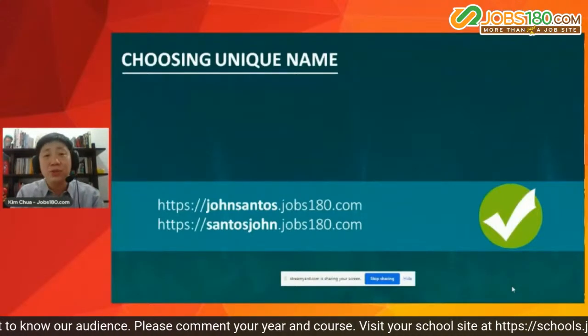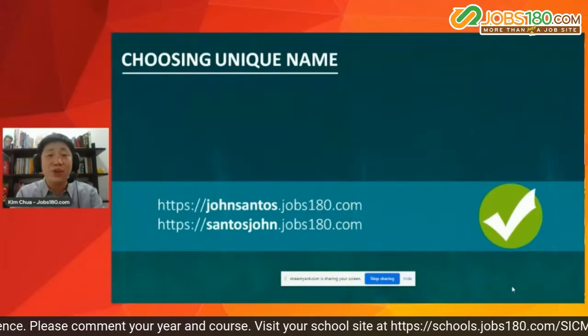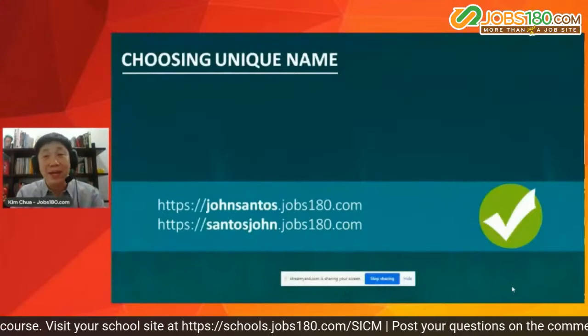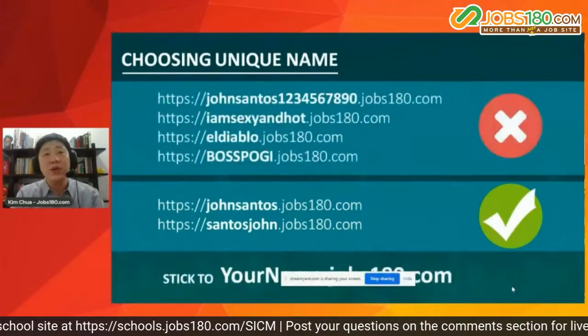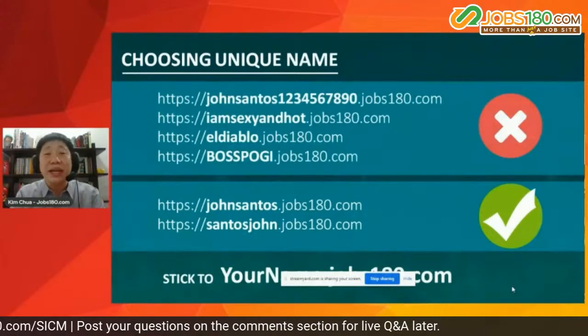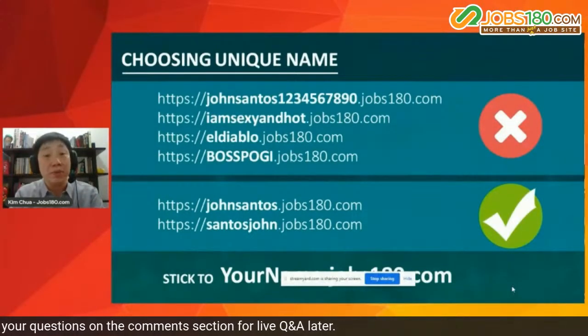santosjohn.jobs180.com o kaya J Santos o kaya Santos J o kaya JS o kaya SJ. Depende kung ano gusto mo gawin. Basta importante, wala kang kapangalan. Okay, wala kang kapareho. Now, when you do this, huwag kayong OA. Do not create yung mga ganong klaseng over-creative na mga resume link because it doesn't look professional.